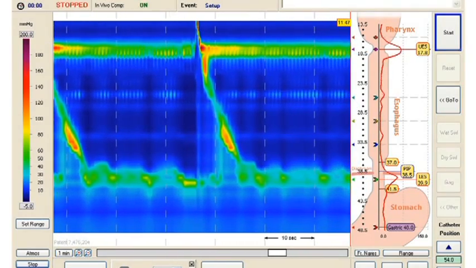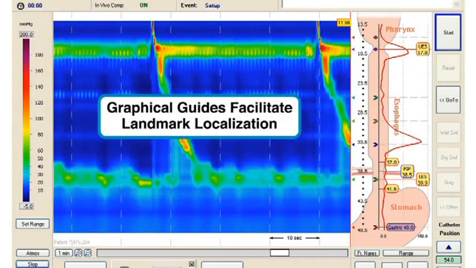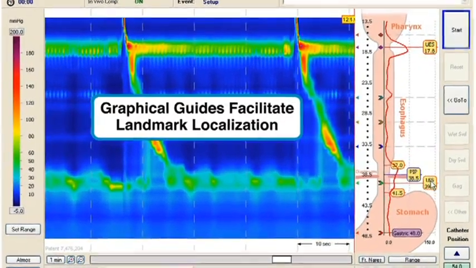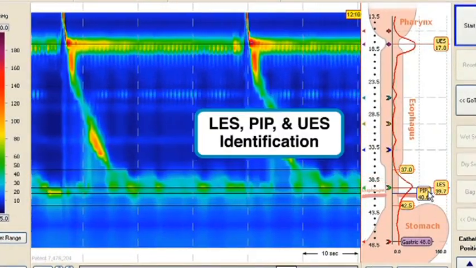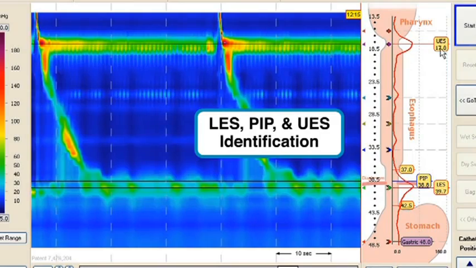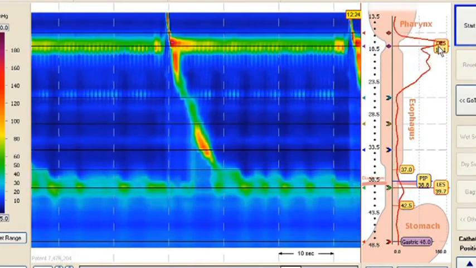Manoscan employs intuitive new tools to assist the procedure and data analysis. Graphical guides facilitate localization of anatomical landmarks. The LES, PIP, and UES are readily identified so that data may be analyzed at their true locations.